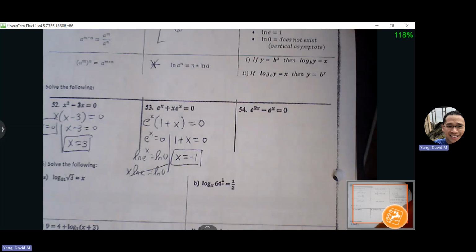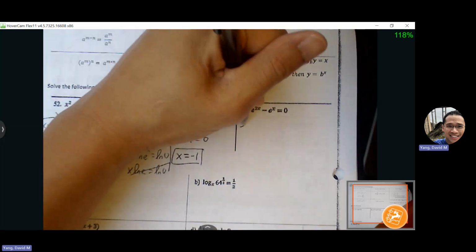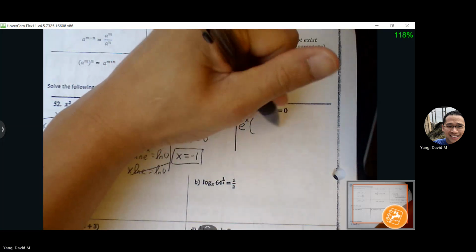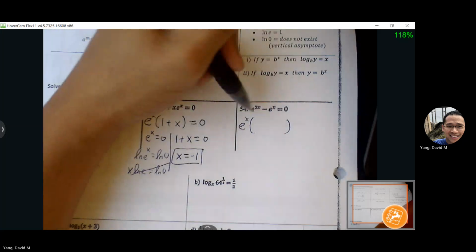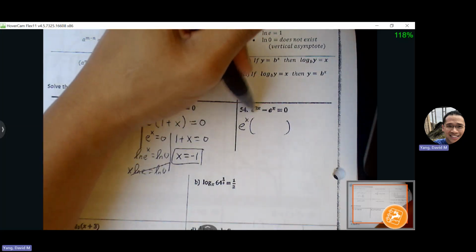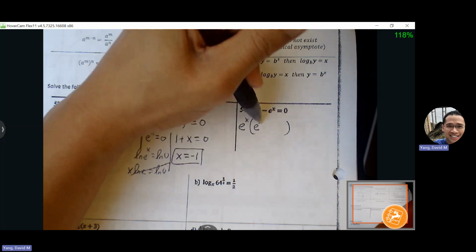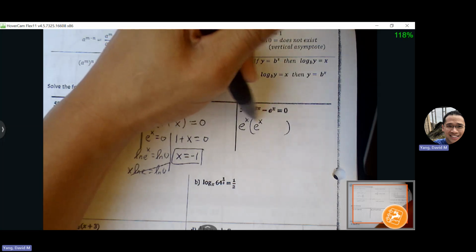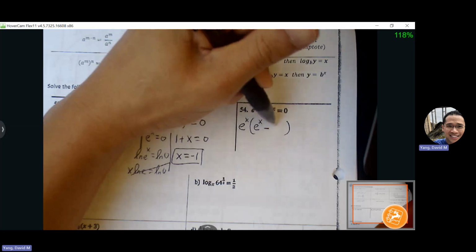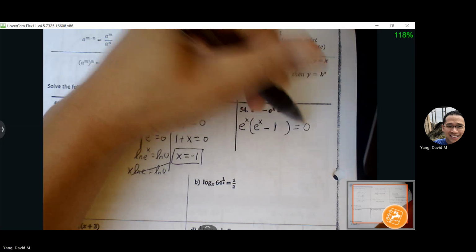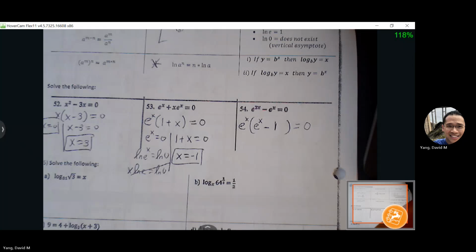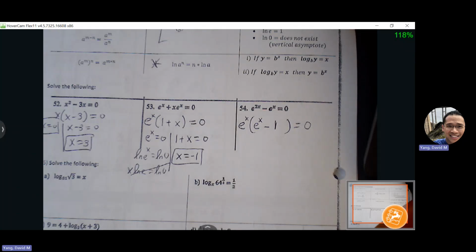54, we can also factor. Our GCF is e to the x. So if I divide out e to the x from e to the 2x, I'm still left with e to the x, right? Because I know e to the x times e to the x, I'm going to be adding exponents. E to the x times e to the x is e to the 2x. Set both parts equal to 0.